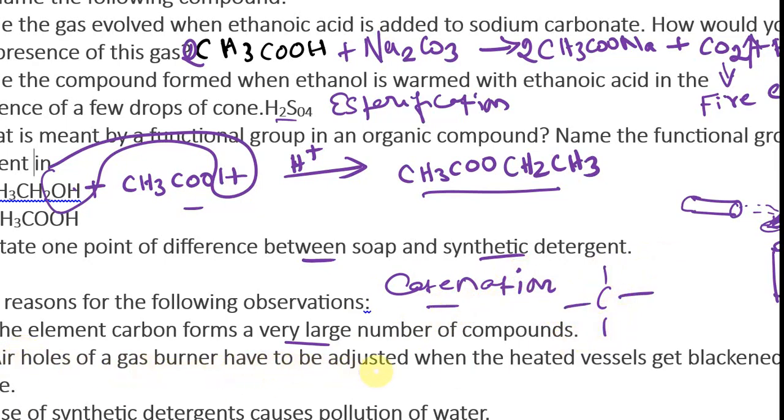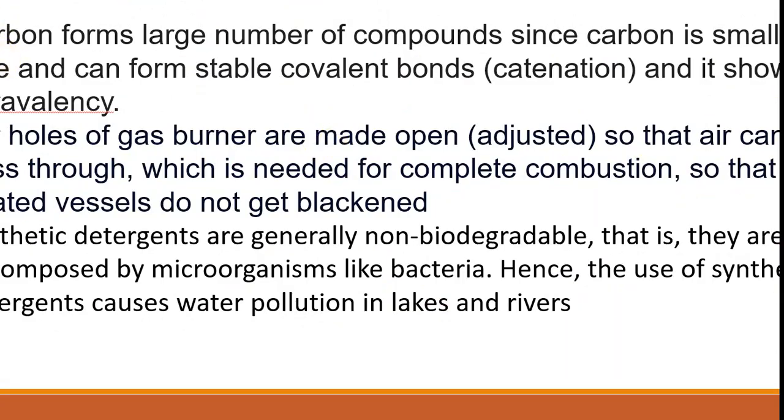Air holes of the gas burner have to be adjusted when heated vessels get blackened by the flame. I have the answer for this. Have a look over this. Carbon forms a large number of compounds since carbon is small in size and forms covalent bonds, catenation, tetravalence, right?